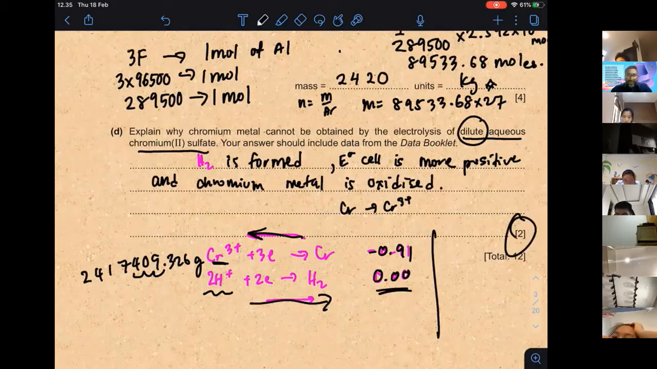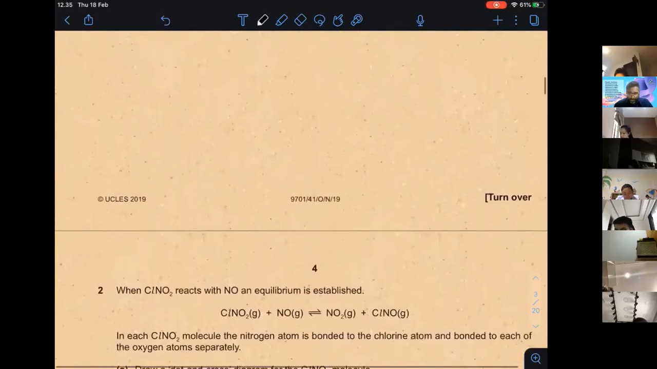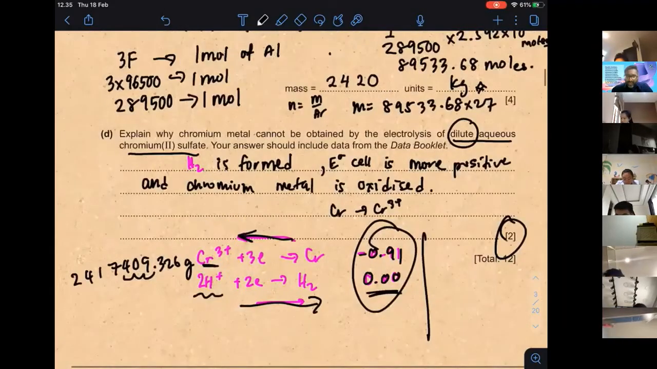Refer to the marking key. The marking key is telling that they also ask you to write down the E cell, that is going to be the 1 mark. And the moment you say hydrogen is formed, or hydrogen ions easier to reduce, or hydrogen has positive E cell, then it's enough already. So that's it for today. Is there any question?